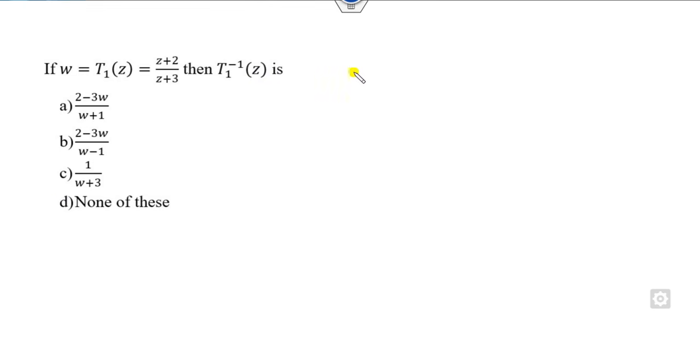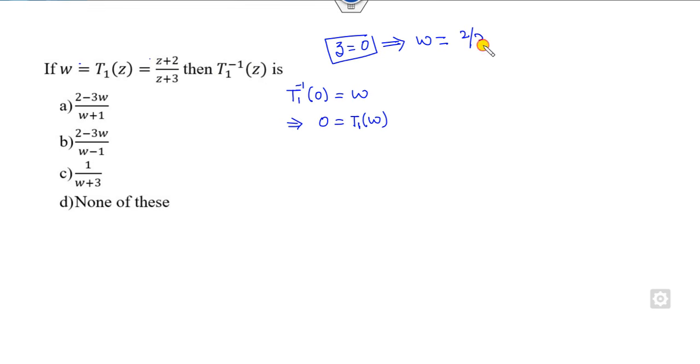Now you have to find the inverse. Again, I can take z as 0. What is the t1 inverse of 0? Definitely say w. So I can say 0 is t1 of w. So what is the value of w? When z is 0, w will be 2 over 3. So I can substitute this value here and check when it will come to 0. So this is 0, satisfied. This is 0, satisfied. This is wrong.